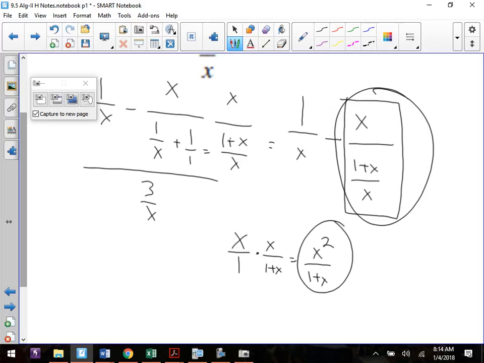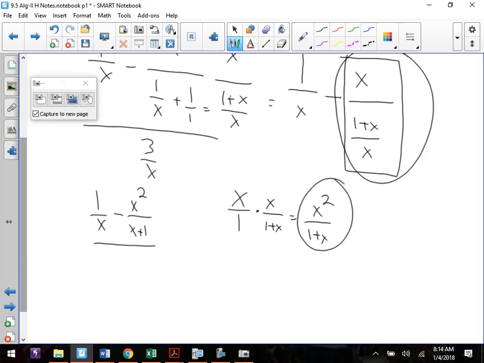So now, going back to the original problem, you've gotten rid of this extra complex fraction thrown in there. And you have now a 1 over x, which is what we started with, minus x squared over x plus 1. I just rewrote it: instead of 1 plus x, I wrote x plus 1. All over 3x. Now you're back to a problem that doesn't look that terrible. It just took a second to get rid of that complex within the complex to get to it.